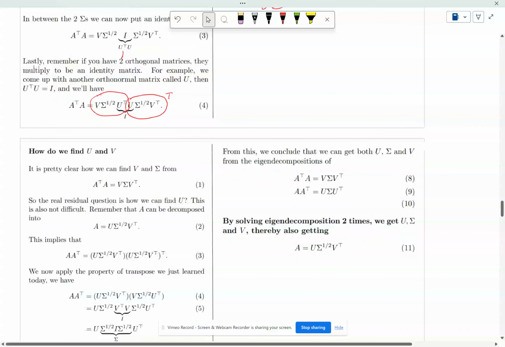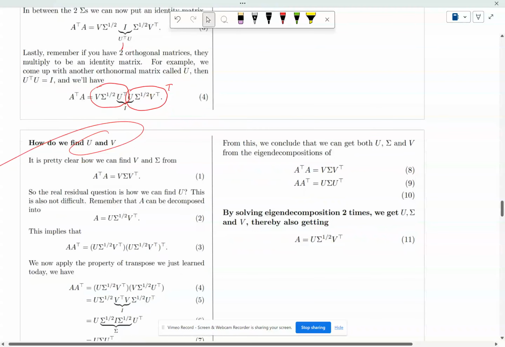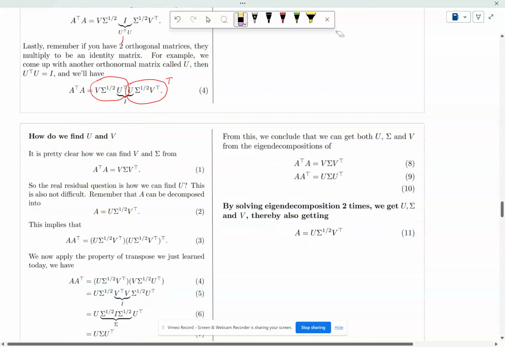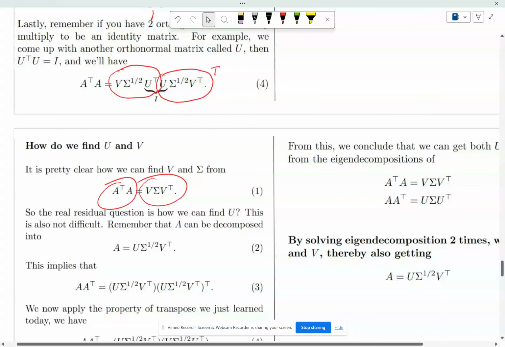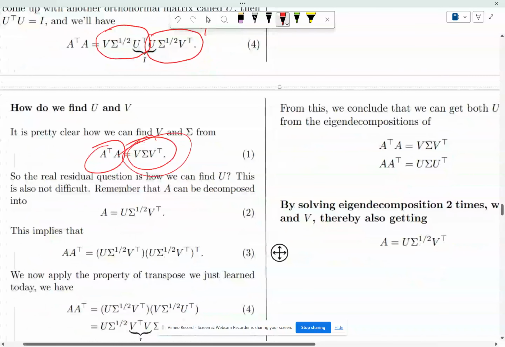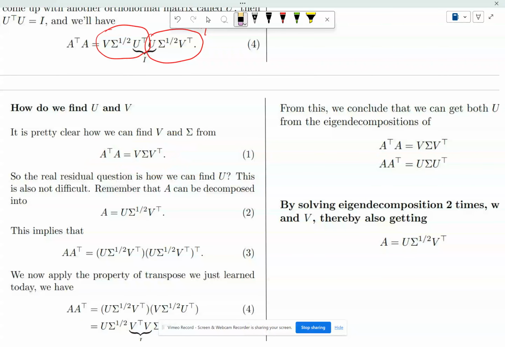Okay, how do we find U and V? That's the next step. Well, it's pretty clear that if you multiply by this, we know how to find V and sigma. This is just eigendecomposition. So we can find V and sigma easily. So what we really want to know is how do we find U?